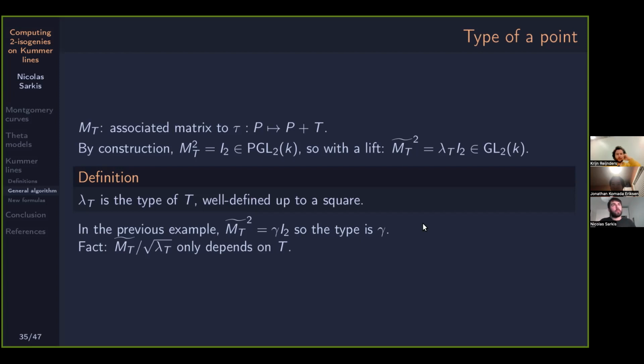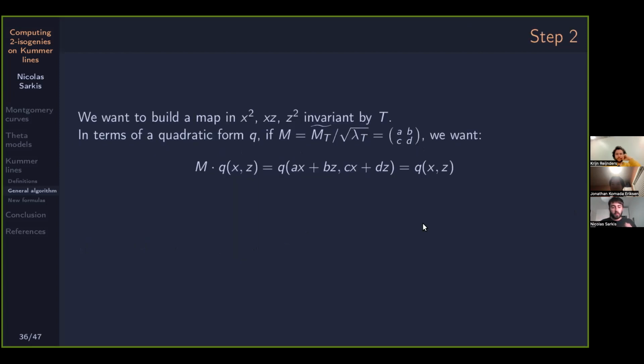So now we have a description of the translation. Next, what we want is a map in x squared, xz, and z squared that is invariant by T. You can see this, because we want a degree 2 map, as a quadratic form. And because you want it invariant, you have this equation: the action of M on Q is equal to Q.